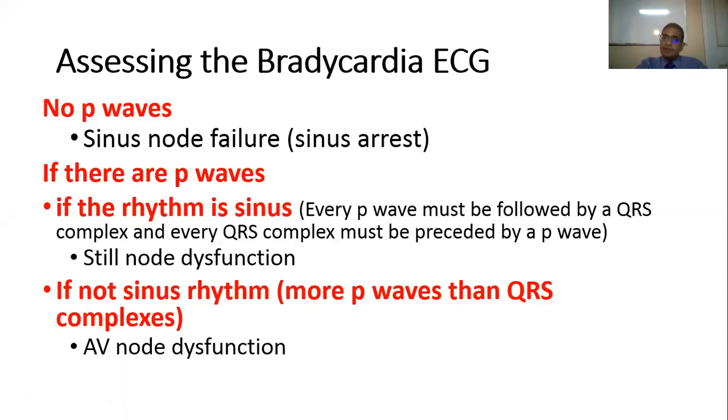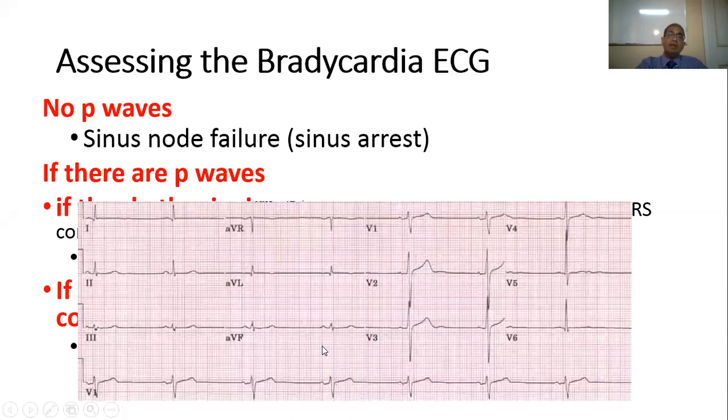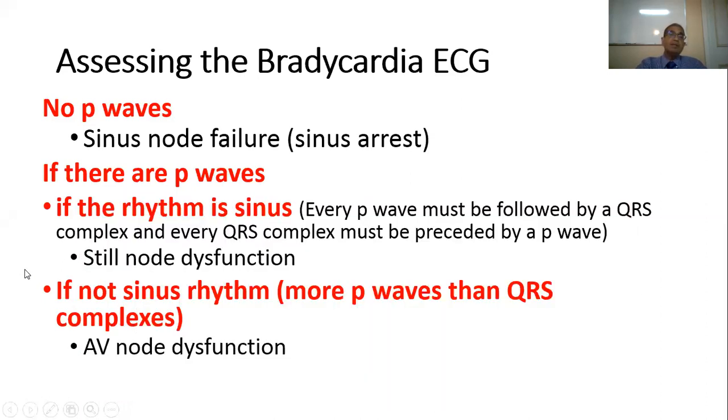So you have a bradycardia ECG, and you have P waves. Then you have to look and see whether this is a sinus rhythm. Remember our criteria: every P wave must be followed by a QRS complex, and every QRS complex must be preceded by a P wave. Here you have a bradycardia, but every P wave is followed by a QRS complex, and every QRS complex is preceded by a P wave. So it's still a sinus bradycardia. It still shows that there is sinus dysfunction, and it is sick sinus syndrome.